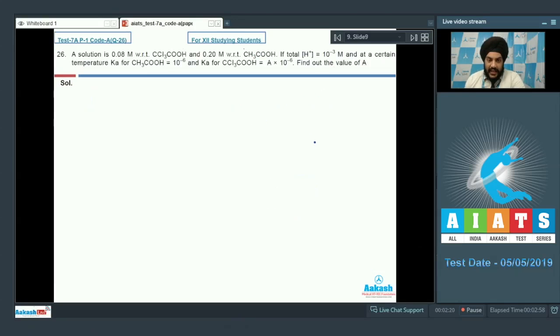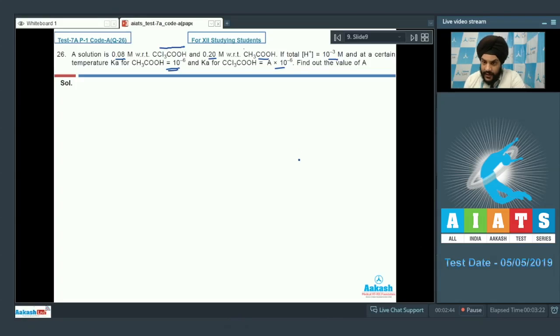Question number 26. A solution is 0.08 molar with respect to CCl3COH and 0.2 molar with respect to CH3COH. If the total H plus ion concentration is 10 to the power minus 3 molar and at a certain temperature, Ka for the acetic acid is 10 to the power minus 6 and Ka for trichloroacetic acid is A into 10 to the power minus 6, then we have to comment on the value of A.